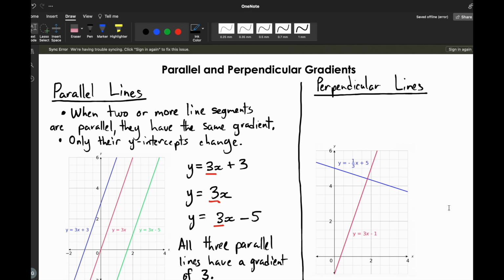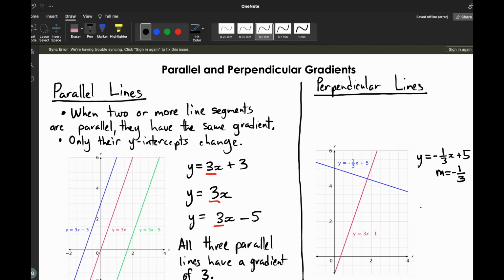The next thing we look at is perpendicular lines. Before I tell you what perpendicular lines are, I'll just show you this diagram. Looking at this diagram, what is the gradient of the first equation? The first equation we have is y is equal to negative 1 over 3x plus 5. What's the gradient of this equation? Minus a third, right? Remember, we don't include the x. So we just say minus a third or negative a third.